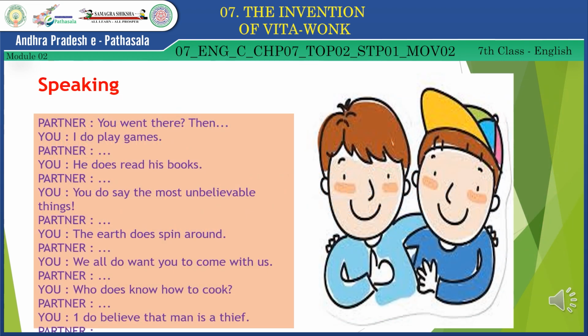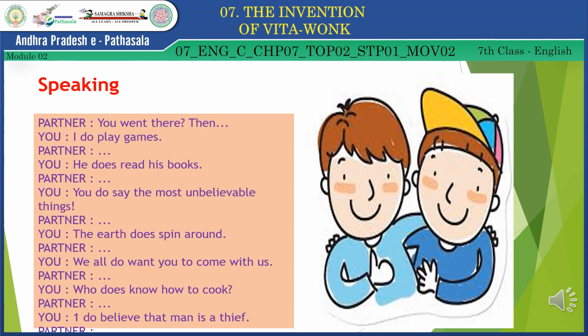Partner: You went there? Then how was I unable to find you there? You: I do play games. Partner: You play games? Then why don't you participate in the school? You: He does read his books. Partner: He reads his books, but he is never able to answer the questions correctly. You: You do say the most unbelievable things. Partner: I say the most unbelievable things? Why do you feel so? You: The earth does spin around. Partner: The earth spins around? How can you be sure?